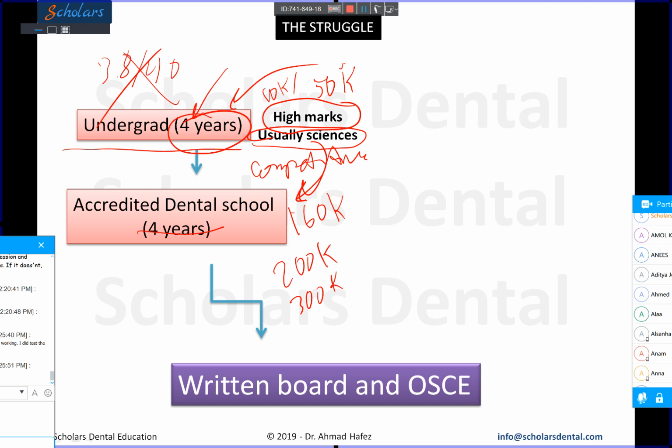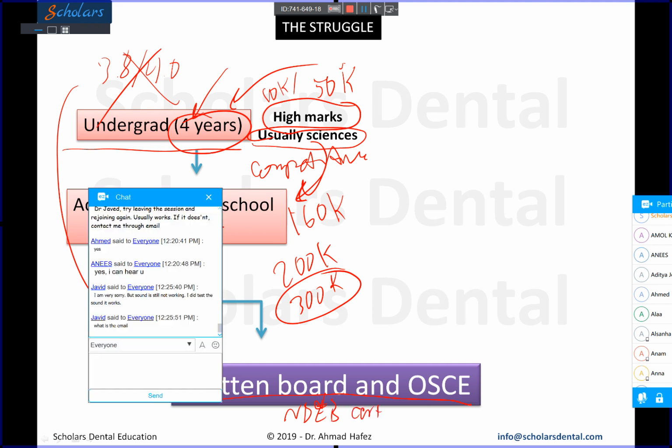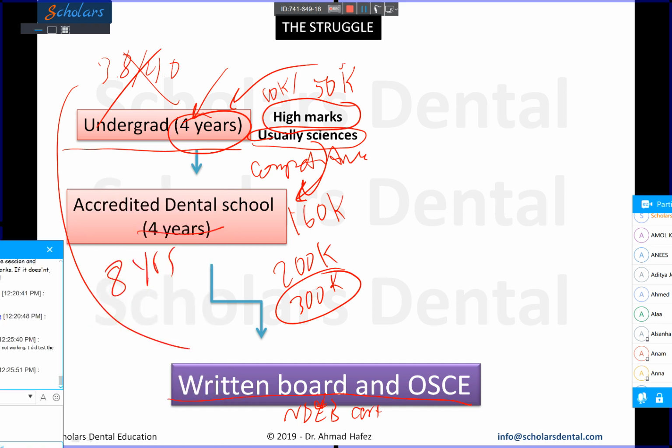And then once you finish all of this, how long is that? Almost 8 years of studying. $300,000 of debt, and finally, they are allowed now to take the written board exam and OSCE, and then after that, from the written board, they could get their NDEB certificate. You see how hard they have to work to get this cert? So that's how hard they had to work.